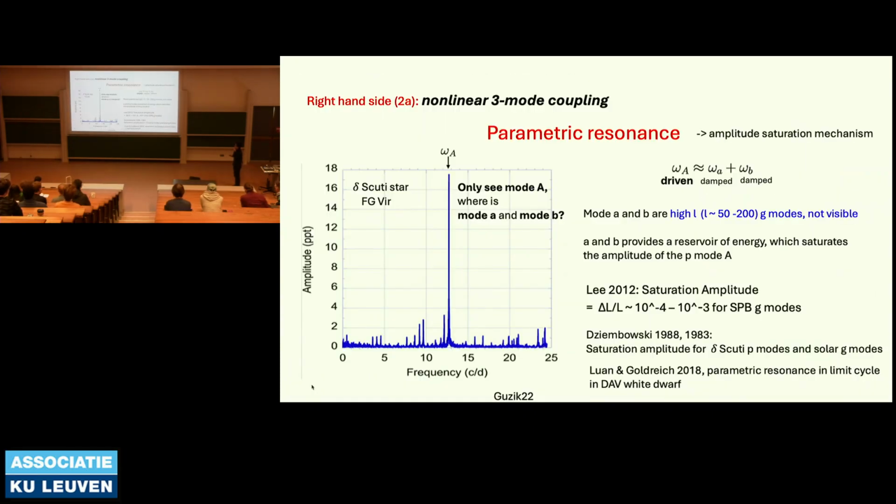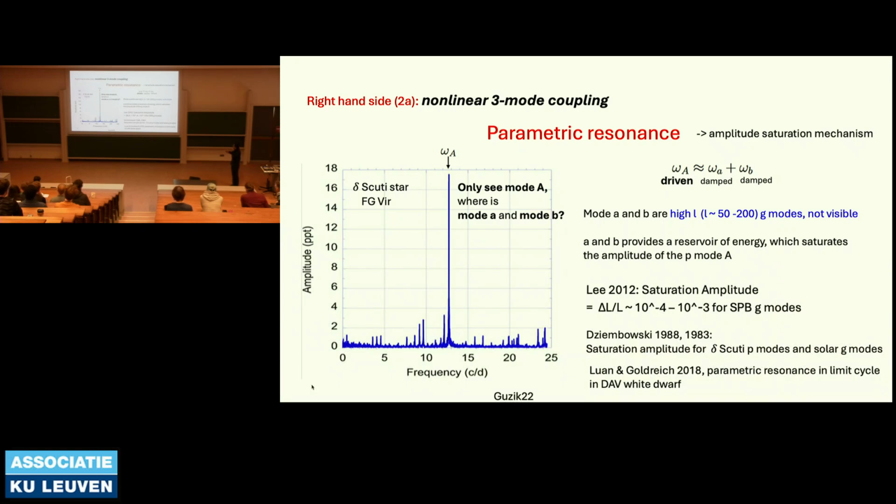Another case for three-mode coupling is called parametric resonance. In this case, we have one mode here, which is unstable, it's driven. And then we have two low-frequency modes satisfying this relation. So let's say this is the power spectrum from a delta Scuti star. We only see one p mode. We didn't see omega A and omega B here because they are very high-l g modes somewhere here, which are not visible. So the best daughter mode pair is actually with l from 50 to 200 for this case. So this is not possible to see, actually.